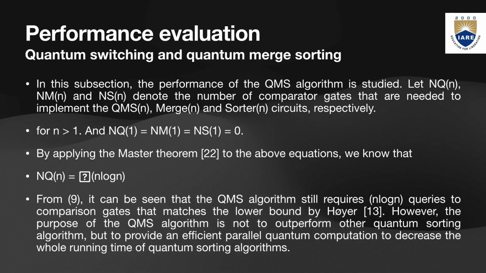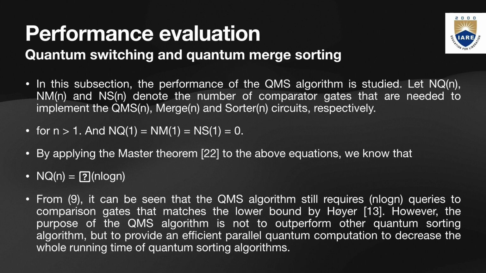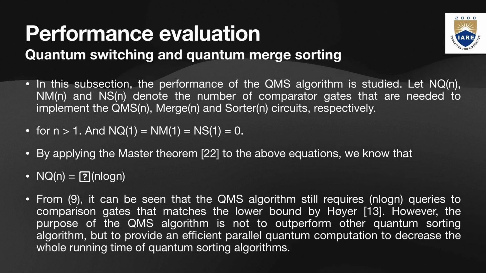By applying the Master theorem to the above equations, we know that NQ(n) equals n log n. From this, it can be seen that the QMS algorithm still requires n log n queries to comparison gates, which matches the lower bound by Hoyer. However, the purpose of the QMS algorithm is not to outperform other quantum sorting algorithms, but to provide an efficient parallel quantum computation to decrease the whole running time of quantum sorting algorithms.